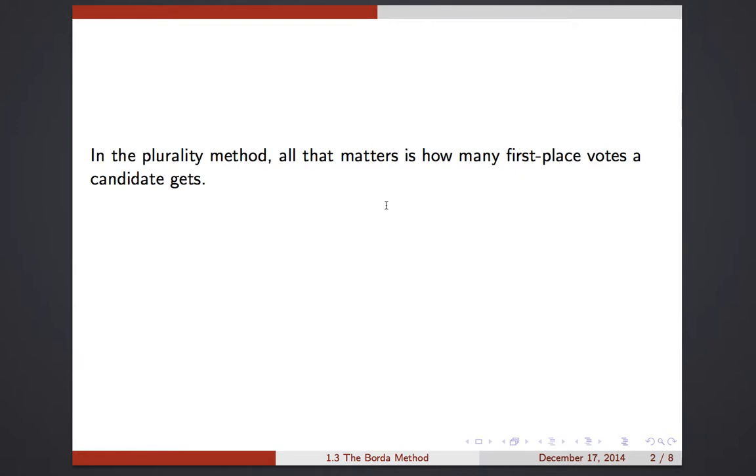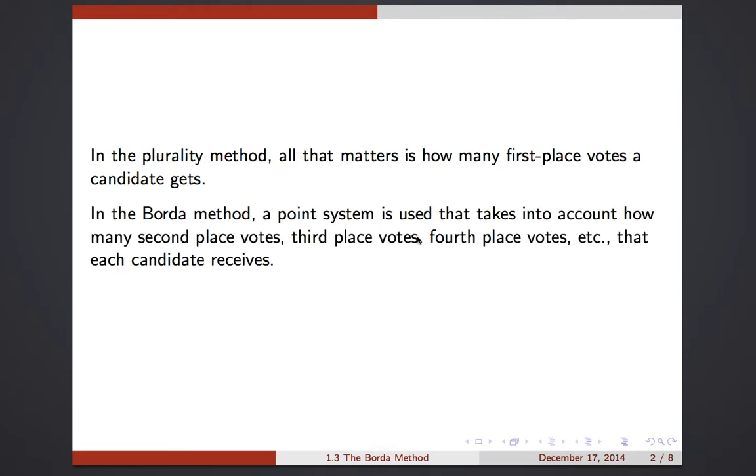So just recall this fact. In the plurality method, all that matters is how many first place votes you get. It does not matter how many second place votes you get or how many third place votes you get. It's totally irrelevant. The way the method worked was we count the number of first place votes each person got. The candidate with the most of those is the winner, right? So it's straightforward, but the number of second, third, fourth, etc. place votes you get is irrelevant. The Borda method, on the other hand, does take into account how many second place votes you get, how many third place votes you get, etc.